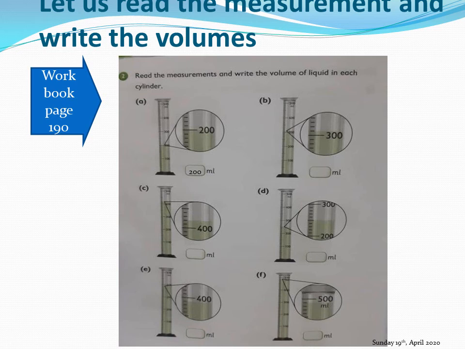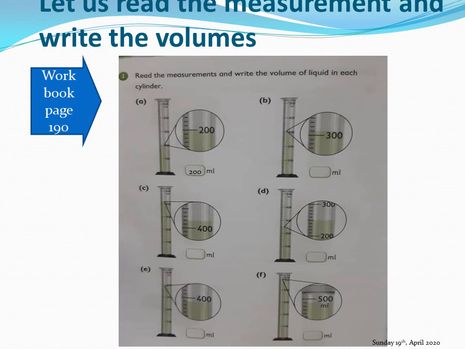What about the second one? Now look at this one. It is no longer on 300. It has gone past 300 to the next line. And after 300, the next one we have up there is 400. So between 300 and 400, somewhere in the middle, we should have 350, right? That should be half. So if we have 350 in the middle, it means this one on the first line after 300 should be 310, right? Good. So we have 310 milliliters.